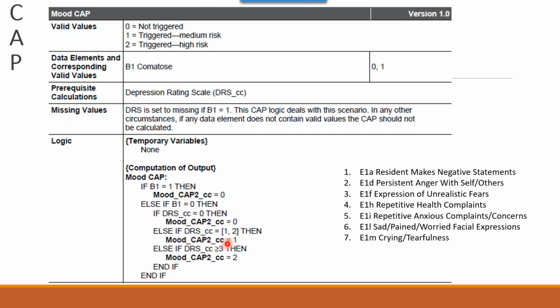Now, if your depression rating scale is a 1 or a 2, that means very, very high ability in that area. So depression is not a big factor. And you can see it's medium risk. However, if your depression rating scale is a 3 up to 14, then you're going to trigger at a 2 and the person's considered high risk.